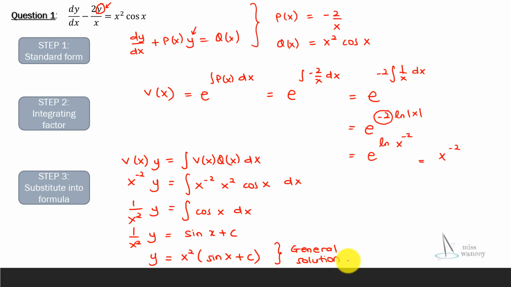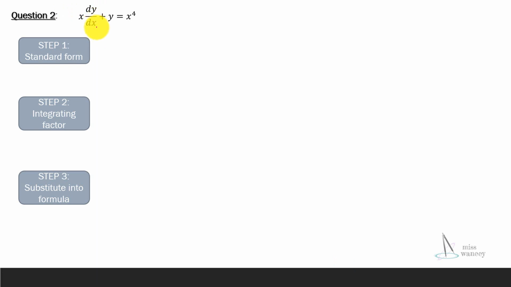Okay, so let's go to the second example. We have x dy/dx plus y equals x to the power of 4. Let us compare with the standard form: dy/dx plus P(x)y equals Q(x). The first thing we should check is the coefficient of dy/dx. The coefficient of dy/dx is x here, so I should divide everything by x first. It will become dy/dx plus y also divided by x equals x to the power of 4 also divided by x.